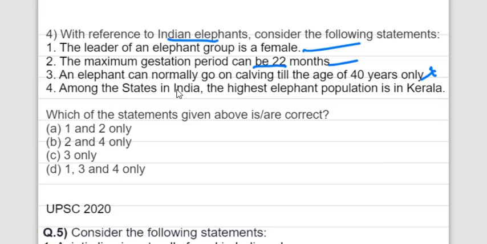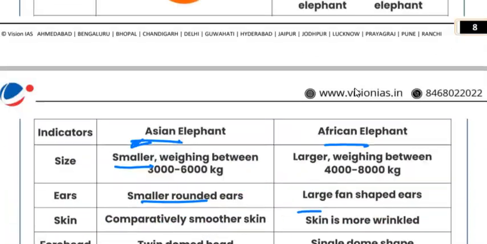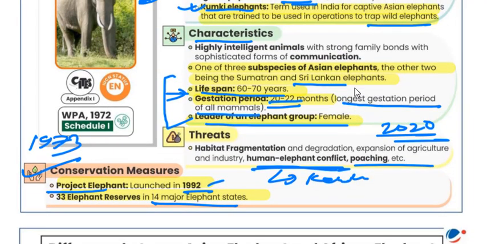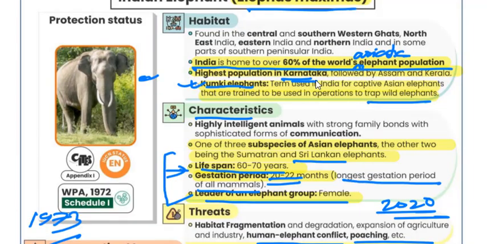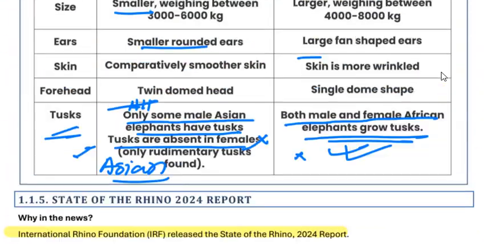Among the states in India, highest elephant population is in Kerala. We have already seen the highest population is where it is written. First is Karnataka, second is Assam, then Kerala. So statements 3 and 4 are wrong, and 1 and 2 are correct. Try to look into that question again.